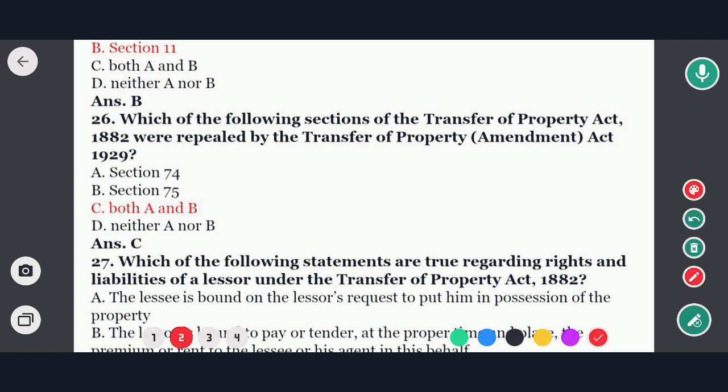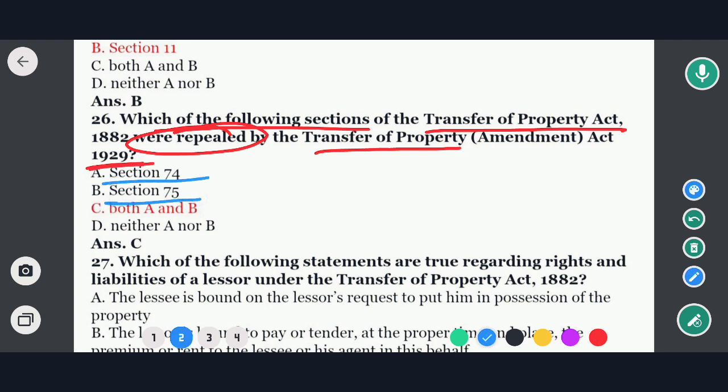Section C. Next question is, which of the following sections of the Transfer of Property Act 1882 were replaced by the Transfer of Property Act Amendment Act 1929? Options are: section 74, section 75, both A and B, and neither A nor B. So in this case, Option C would be the correct answer.